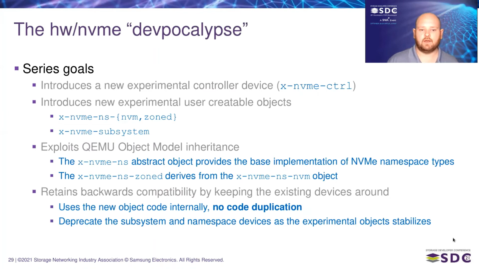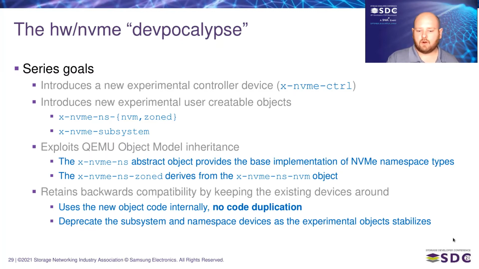So the goal here is that it's introducing a new experimental control device, which supports these new objects, and introduces new experimental user-creatable objects in the form of namespaces of two types, NVMe and the Zoned namespace, and a subsystem object. So it exploits the QEMU object pretty extensively by having an abstract object that implements the core namespace functionality, and then you have the NVMe that extends this, and then the Zoned namespace extends the NVMe object because it's basically just an NVMe namespace with additional functionality.